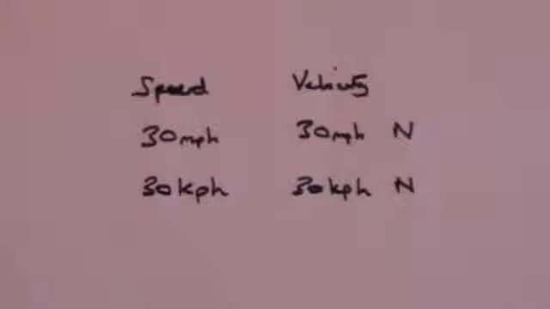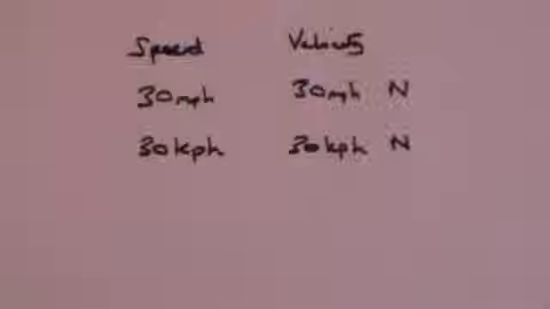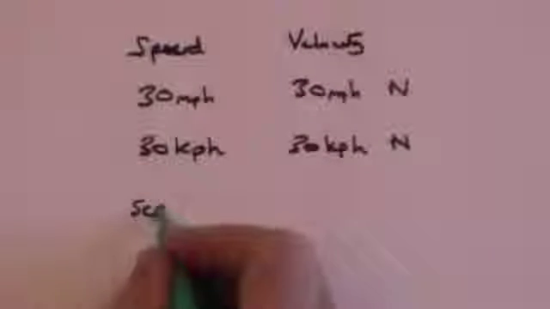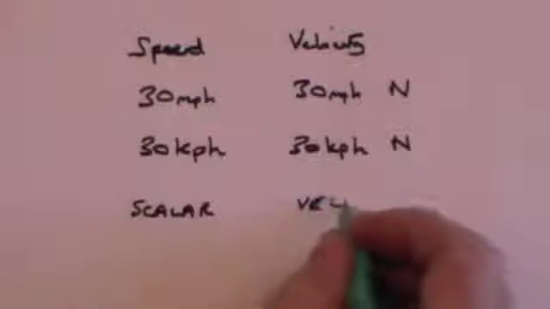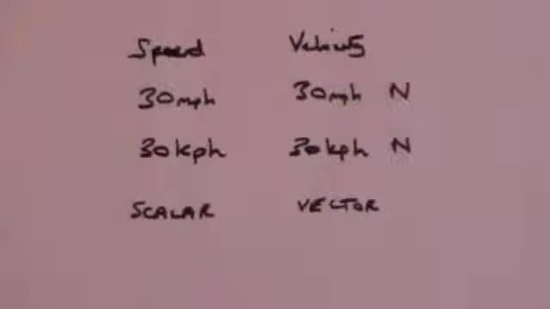So the difference between speed and velocity is that speed is just the value, or what we call the magnitude, whereas velocity has both the magnitude, 30 miles an hour, and the direction, north. And that is what distinguishes what are called scalars. So speed is a scalar, and velocity is what's called a vector. Scalars simply have magnitude, vectors have magnitude and direction.